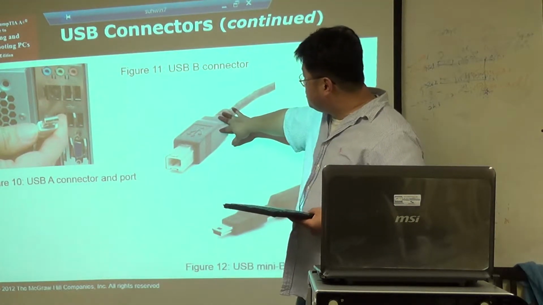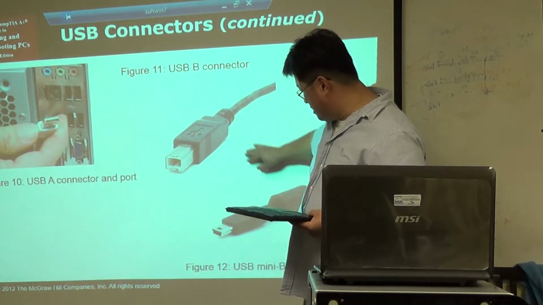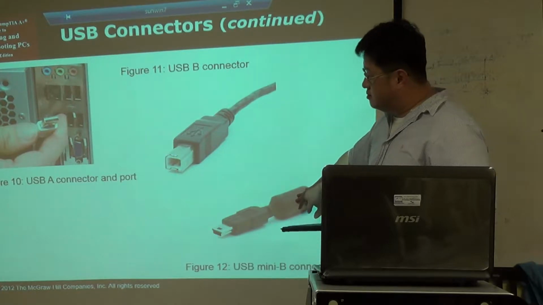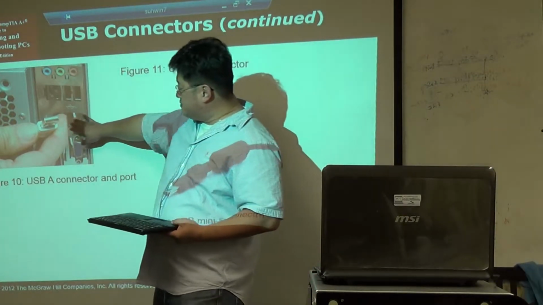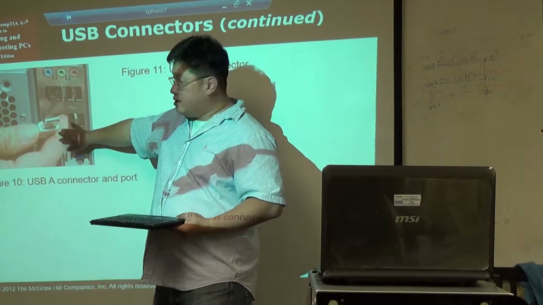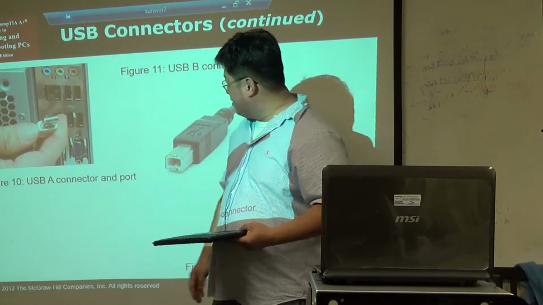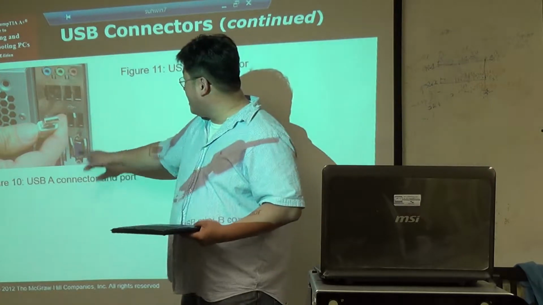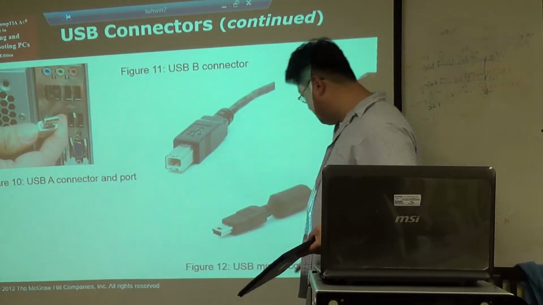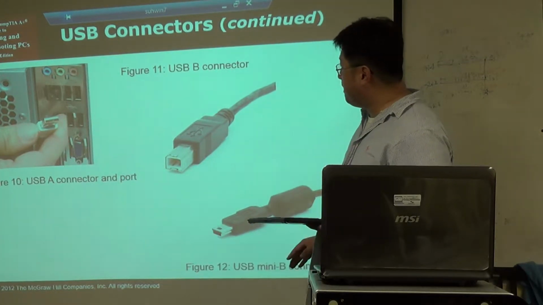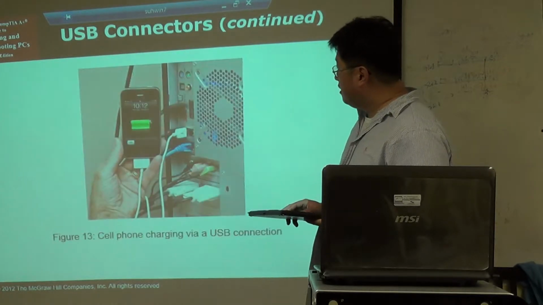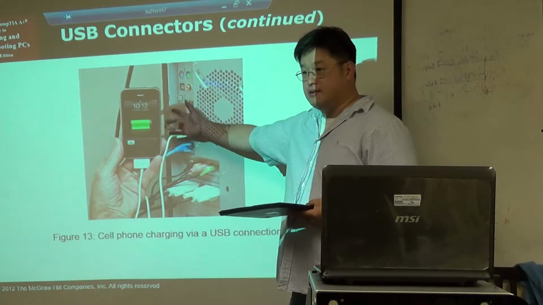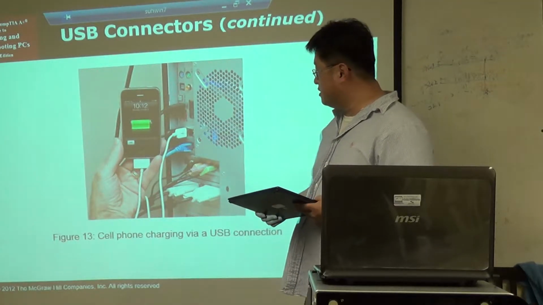So this is a USB connector, and this is a USB mini-B connector. This is a USB-A connector. So everything is USB connectors, just a more specific A, B, and then mini-B type. Cell phone charging over USB connections is most common. Now you can charge cell phones by USB connections.